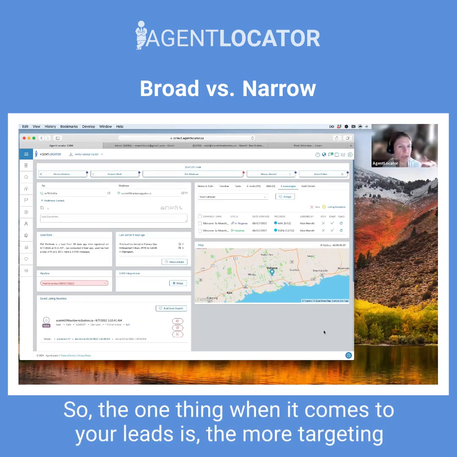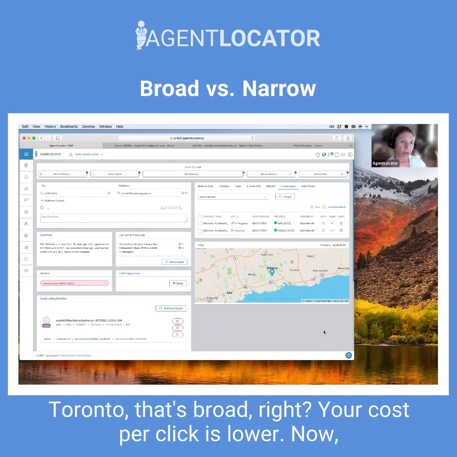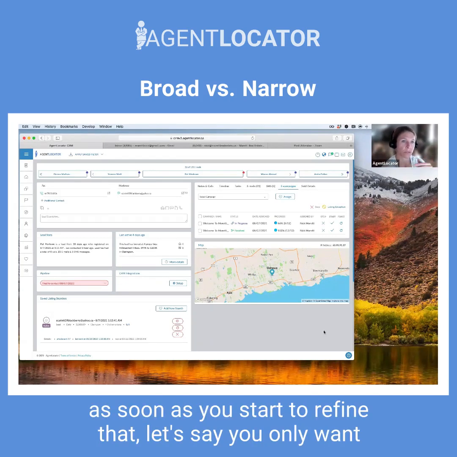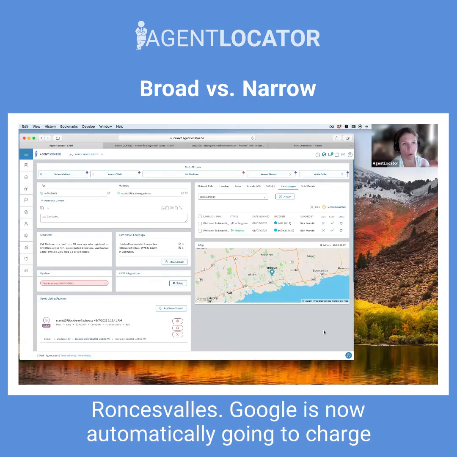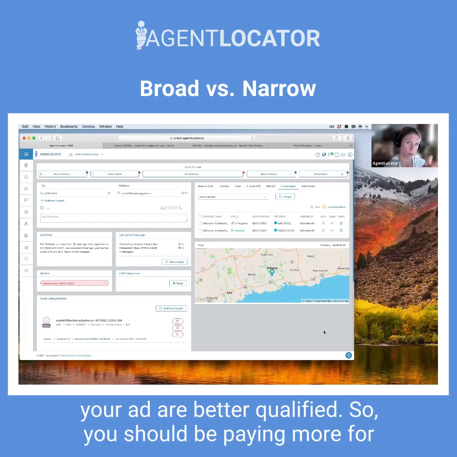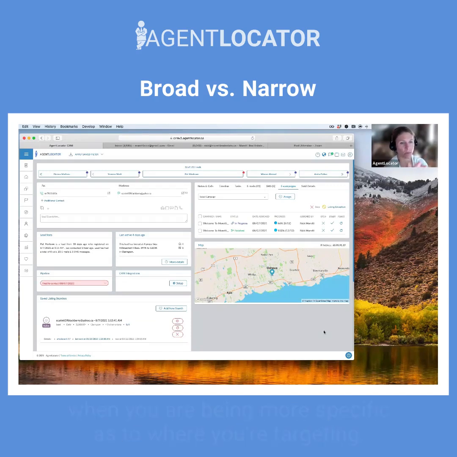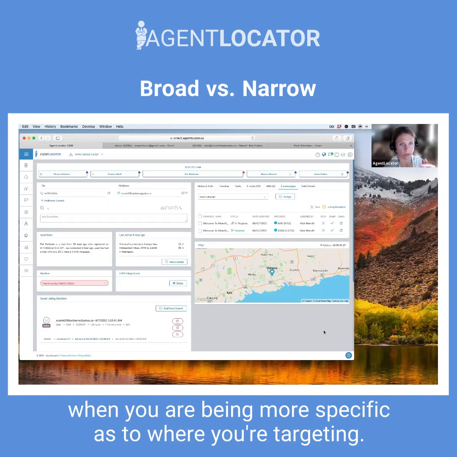The one thing when it comes to your leads is the more targeted and refined you go when it comes to the area. So if you're doing Toronto, that's broad, so your cost per click is lower. Now, as soon as you start to refine that, let's say you only want Roncesvalles, Google is automatically going to charge you more per click because they feel that the audience finding your ad are better qualified, so you should be paying more for that audience. So you end up getting less leads when you are being more specific as to where you're targeting.